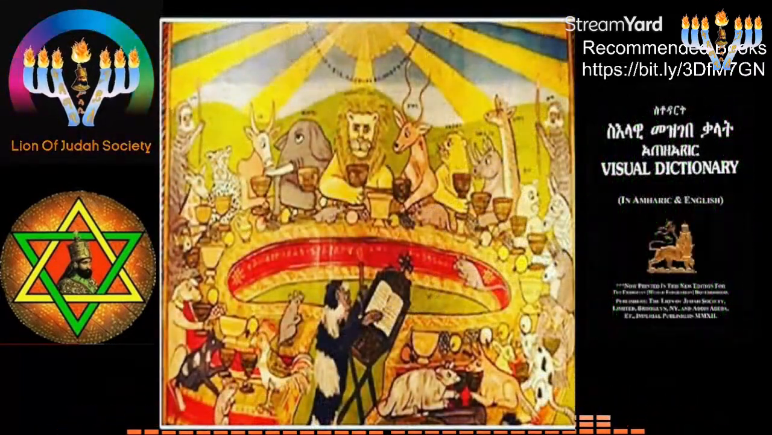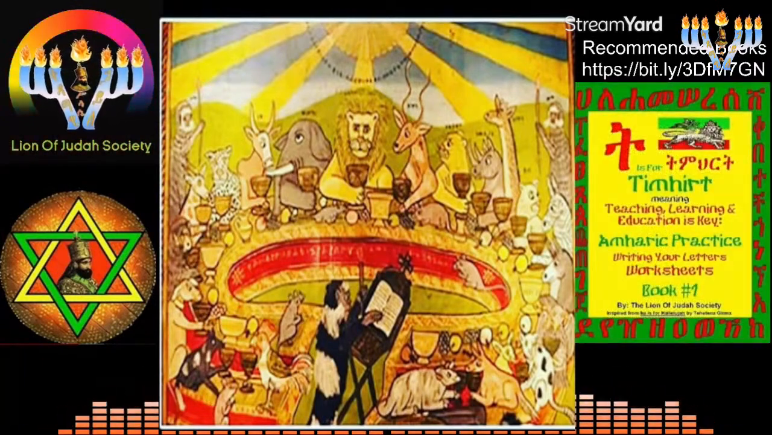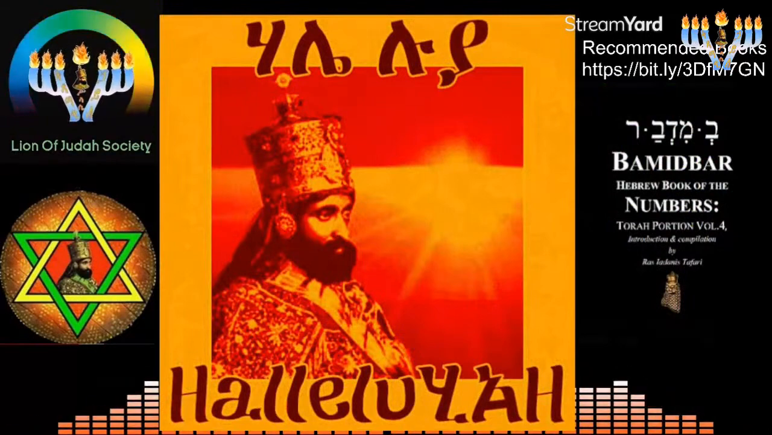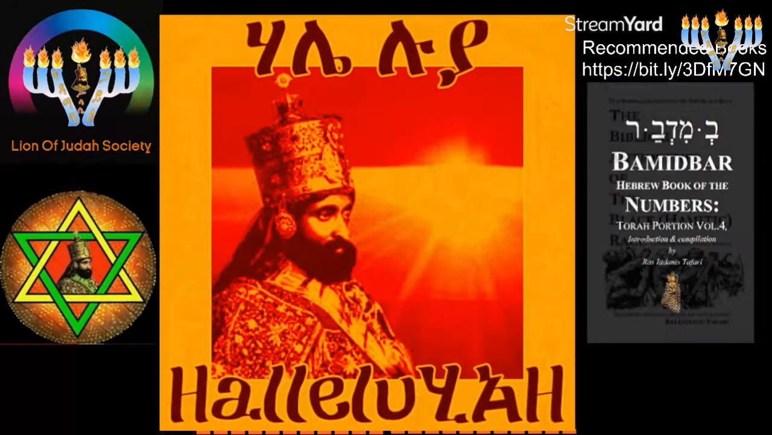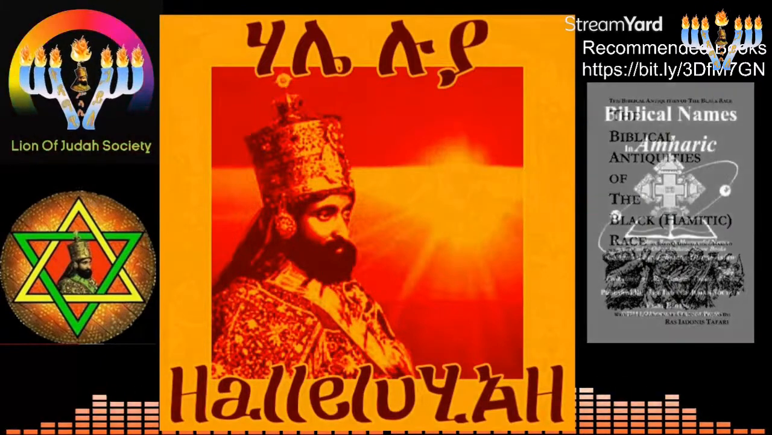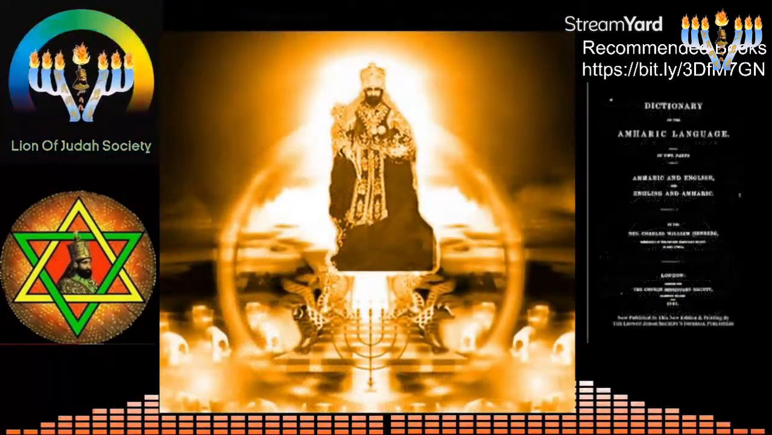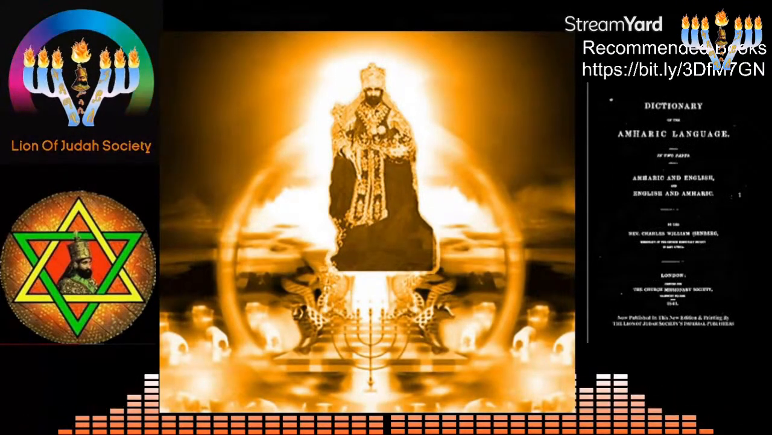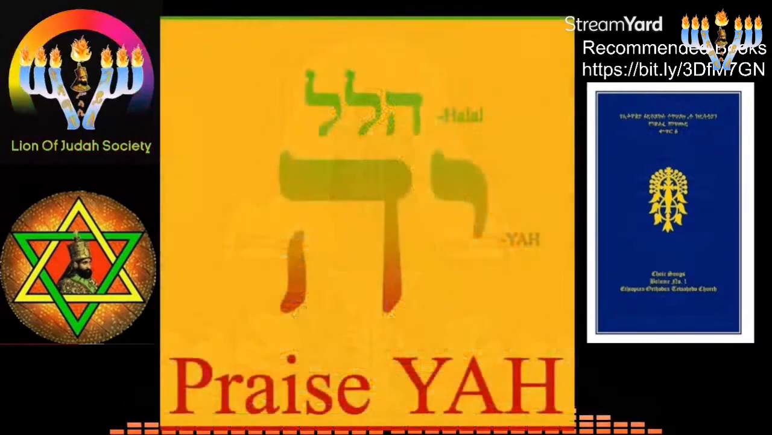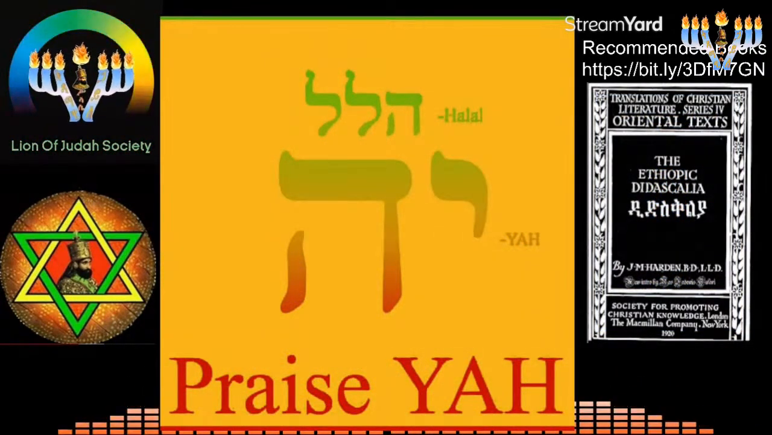I, Daniel, was grieved in my spirit in the midst of my body, and the visions of my head troubled me. I came near unto one of them that stood by and asked him the truth of all this. So he told me, and made me know the interpretation of the things. These great beasts, which are four kings, shall arise out of the earth. But the saints of the Most High shall take the kingdom and possess the kingdom forever, even forever and ever.